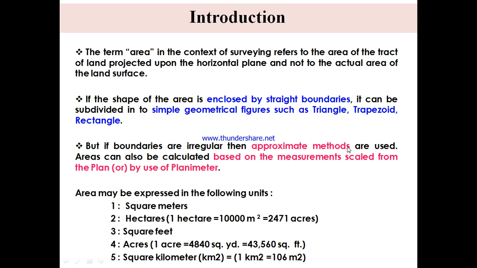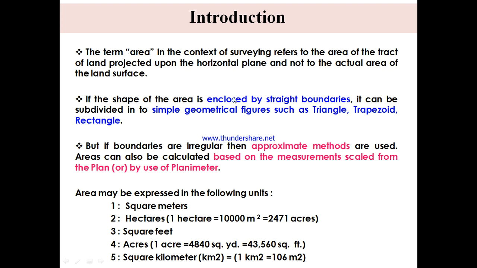Now, what is area? Area just refers to the area of the tract, or the land, projected upon the horizontal plane. We are not saying that this area represents the actual area of the land surface. Rather, it represents the area of the tract of land which is projected upon the horizontal plane, meaning the part of the land which we can project in the map, or which we can draw in the map after conducting the surveying. So only that particular area will be considered here as the area of the construction.